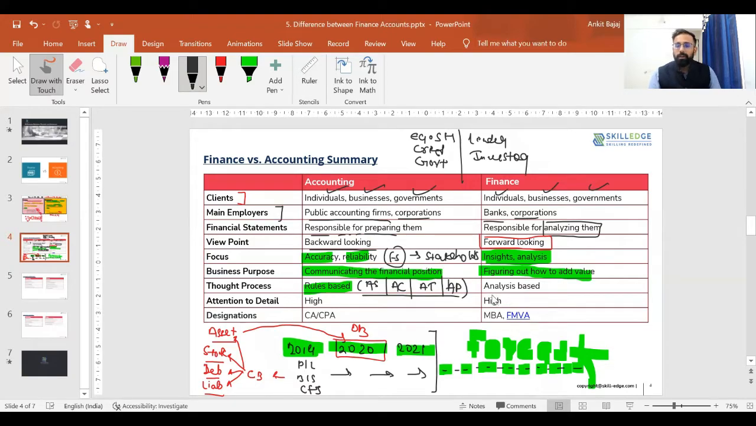Now if I talk about thought process when you are working as a financial analyst, you have to do analysis, right? There are no rules, right? What you have to do is use your brain, do the analysis, calculate multiple ratios, and make the assumptions, right? You will be making the assumptions to forecast the revenue, right?